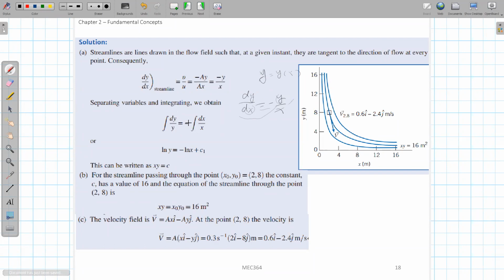Then you integrate both sides at the same time. We know that the integration of dy over y, dy divided by y, gives you ln y. And you have a minus sign here, and the integration of dx over x gives you ln x.